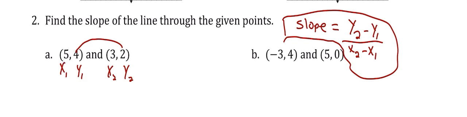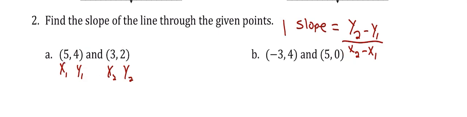Okay, so I'm going to start. By the way, the other thing I did was I labeled the first point as x1, y1, and the second point as x2, y2. Does it matter which one you call x1, y1? Doesn't matter. If you wanted to call the second point x1, y1, and the first one x2, y2, that's okay, because you're still going to get the same answer.